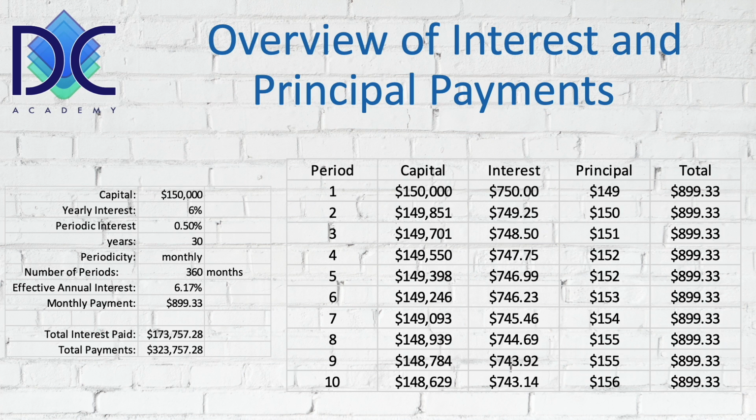And we also see that we can now calculate the total amount of interest we paid over all those 30 years. So we just sum all the interest in the column with the interest and we find that we pay $173,757 approximately. When we add that to the initial 150,000, we see that over 30 years we paid $323,757.28. So that's the disadvantage.